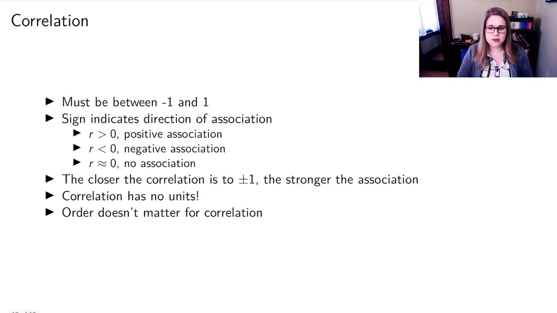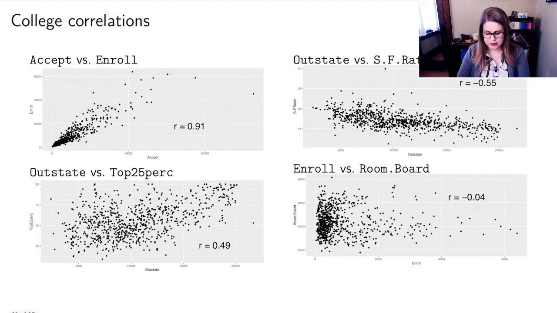Correlation has no units, and order doesn't matter for correlation. So if I was going to find the correlation between accept and enroll, that would be 0.91, and enroll and accept, that would also be 0.91. It doesn't matter which one you think about first.